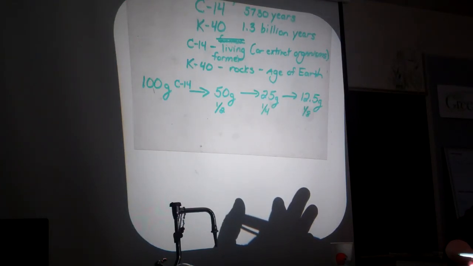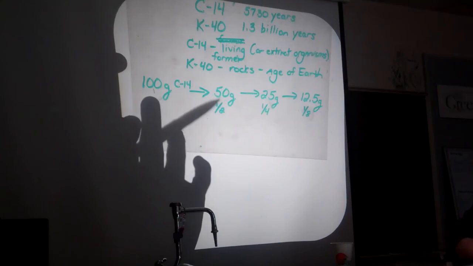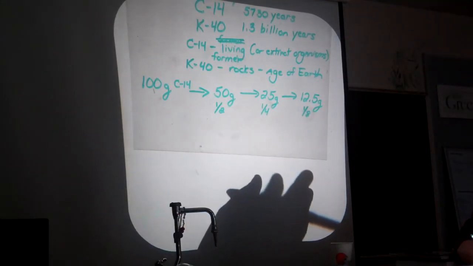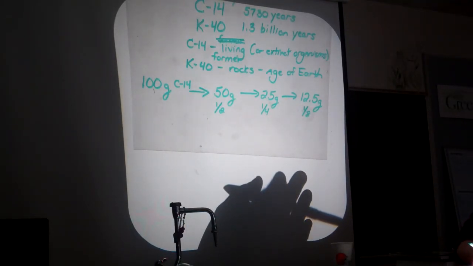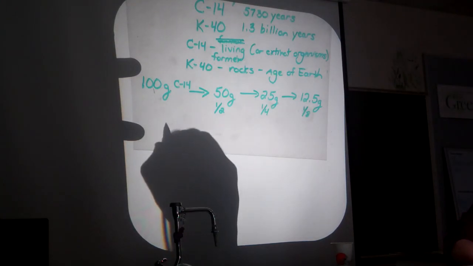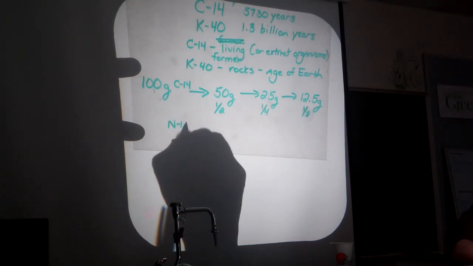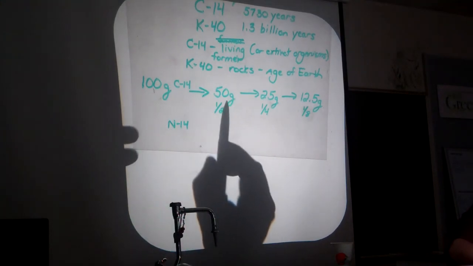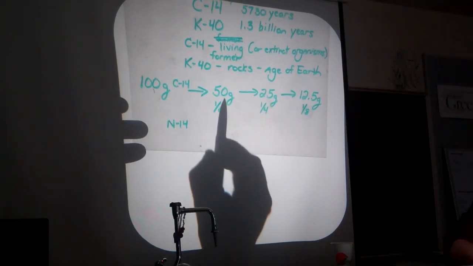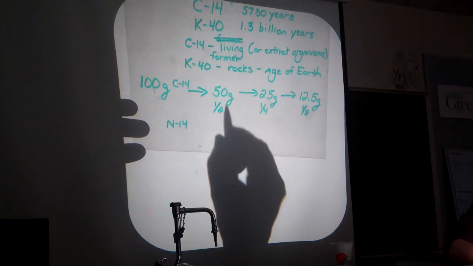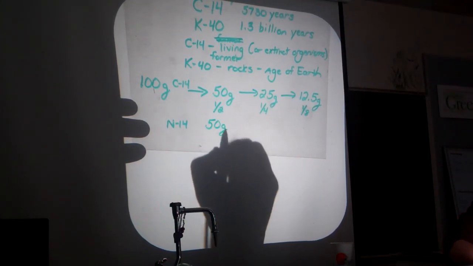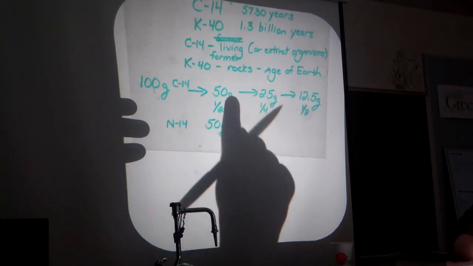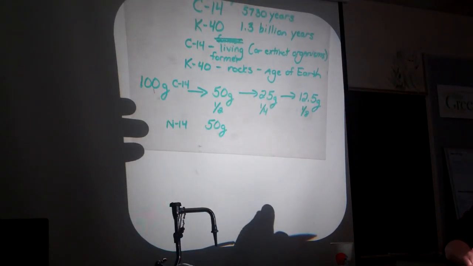Okay, taking it one step further. You can't go from 100 grams to 50 grams; the other 50 grams can't just disappear. You'd be violating the law of conservation of mass. So what happens is the other stuff gets turned into a different element, N14. So at the end of one half-life, I have 50 grams of C14 and 50 grams of N14. 50 plus 50 equals 100.